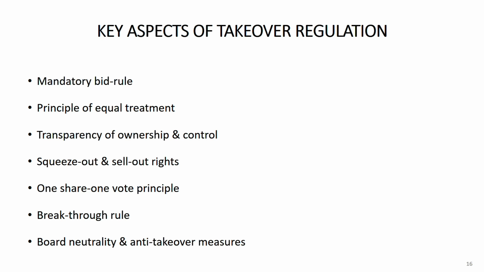What it says is that the board is not permitted to carry out any defensive tactics. There are so many defensive techniques to defend themselves from being taken over. They don't want to be taken over, so they want to defend. They want to stop that takeover from going ahead. For that, management takes many actions and tactics, which we'll learn about later, maybe after this, on the next slide. That is not permitted. Because of this last rule, board neutrality and anti-takeover measures, the board is not allowed to do this, right?